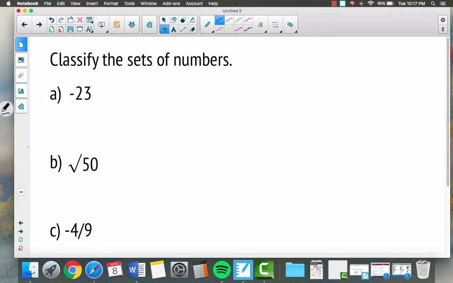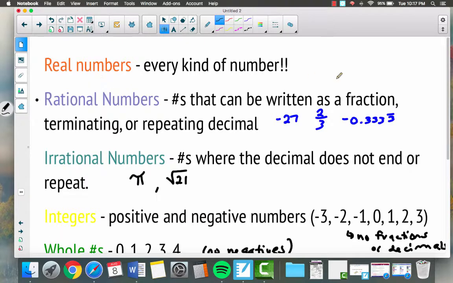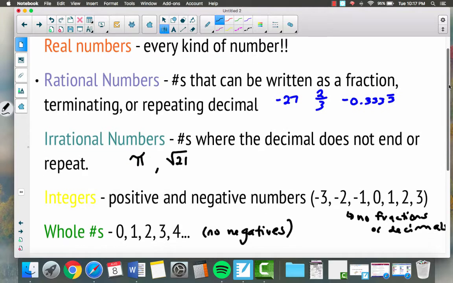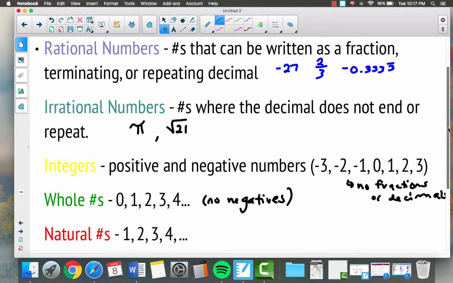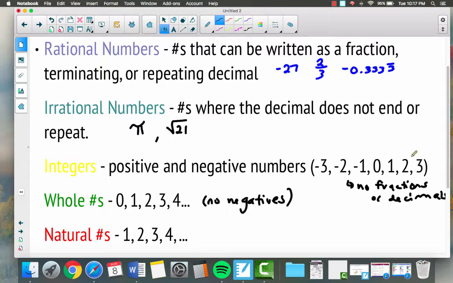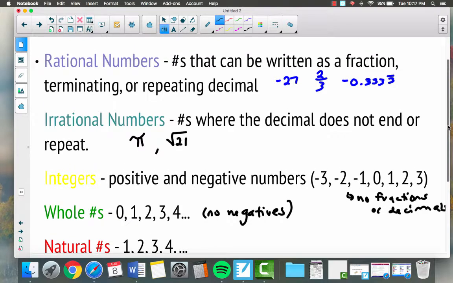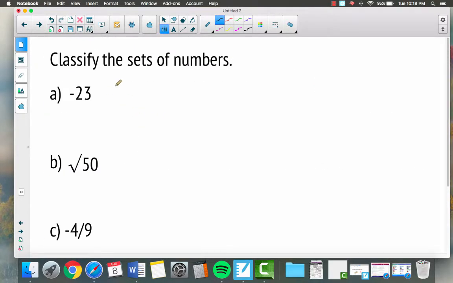So let's start with A. It says negative 23. Well, right away we know it's negative. So if we go back to this, we know it can't be whole numbers, and it can't be natural numbers because those can't have any negatives in them. So if we know it can have a negative, automatically we know it can be an integer. So we can write that it's going to be an integer.